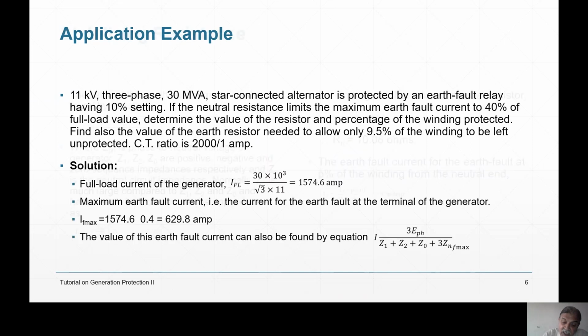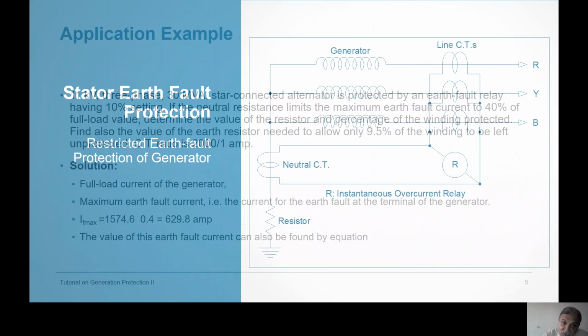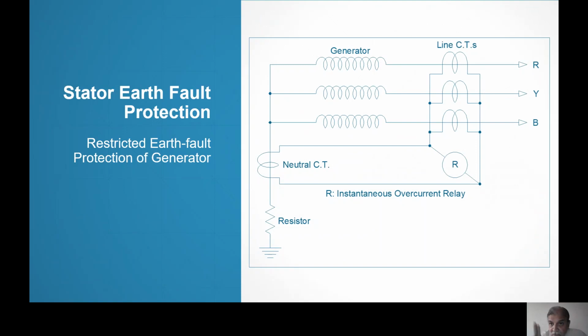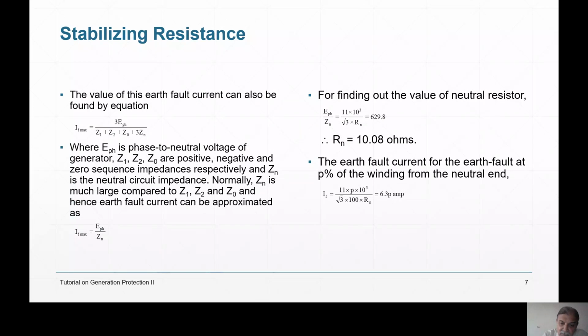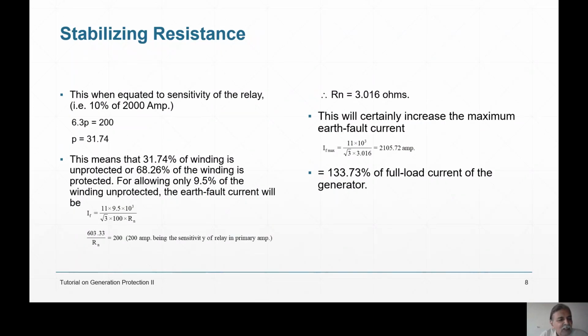Because all CTs are 2000 bar 1. Try to understand: in this restricted earth fault protection, all CTs, line CTs and neutral CTs, all CTs are 2000 bar 1. So 10% of 2000, if I consider in primary amperes, it is 200. So P is equal to 31.74. 31.74% winding will remain unprotected. Only 68.26% winding will be protected.